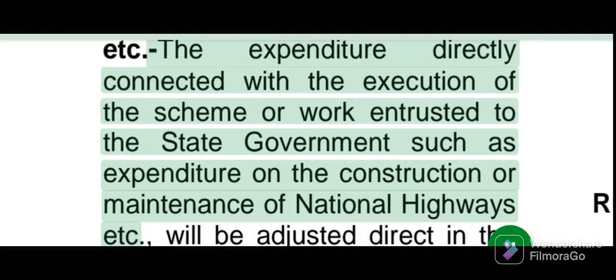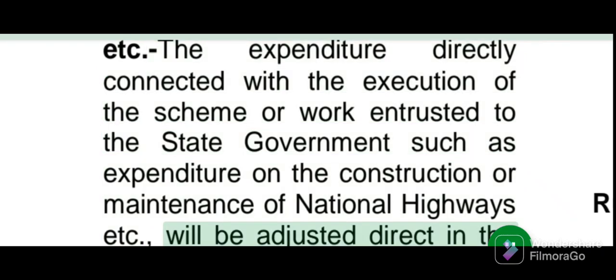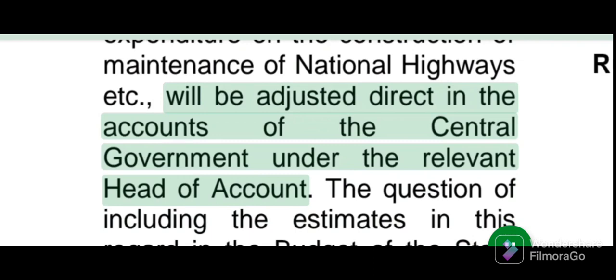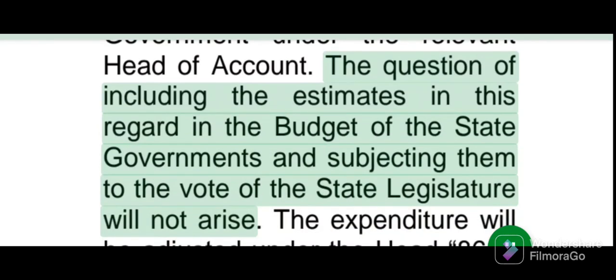The expenditure directly connected with the execution of the scheme or work entrusted to the state government, such as expenditure on the construction or maintenance of national highways etc., will be adjusted direct in the accounts of the central government under the relevant head of account. The question of including the estimates in this regard in the budget of the state governments and subjecting them to the vote of the state legislature will not arise.